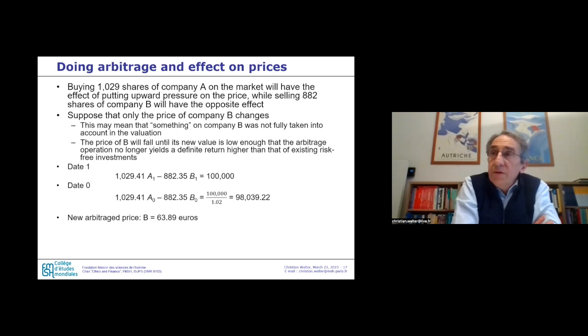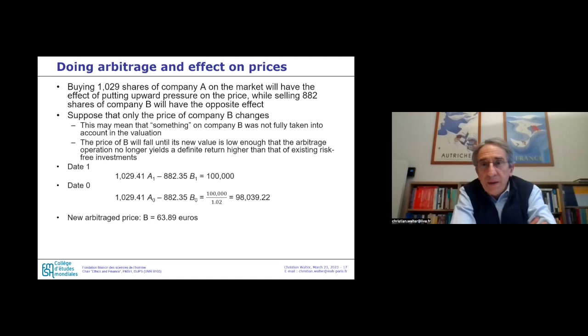Considering this anomaly, it's possible to implement an arbitrage on markets by buying the shares of company A and selling the shares of company B. Buying the shares of company A will put upward pressure on the price, and selling the shares of company B will have the opposite effect. So you buy company A, you sell company B, and doing this, the prices begin to move.